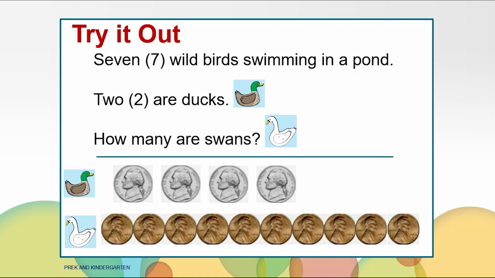How many swans are there? Right, 5. 7 birds altogether, then 2 were ducks, so there are 5 swans.